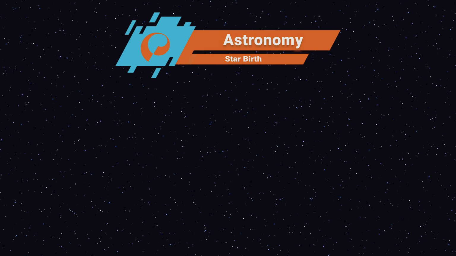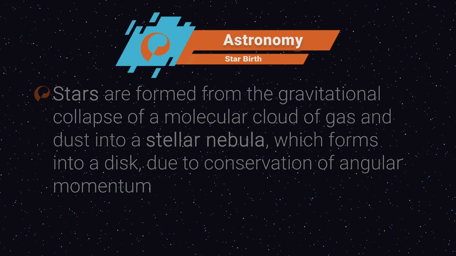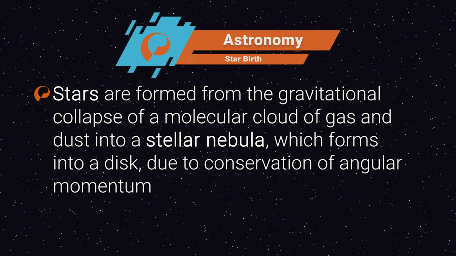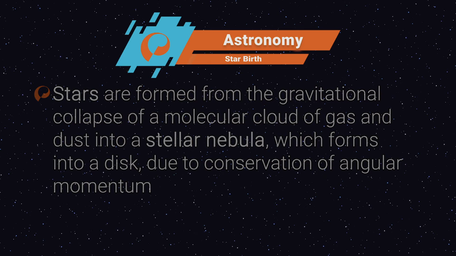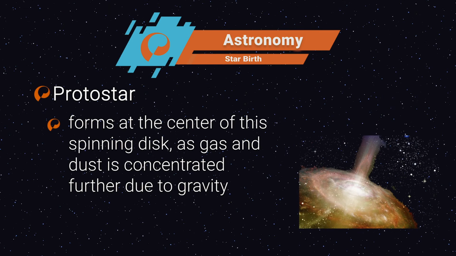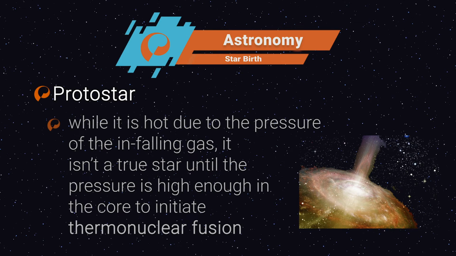As discussed when talking about the birth of the solar system, stars are formed from the gravitational collapse of a molecular cloud of gas and dust into a stellar nebula, which forms into a disk due to conservation of angular momentum. A protostar forms at the center of this spinning disk, as gas and dust is concentrated further due to gravity. While the protostar is hot due to the pressure of the infalling gas, it isn't a true star until the pressure is high enough in the core to initiate thermonuclear fusion.